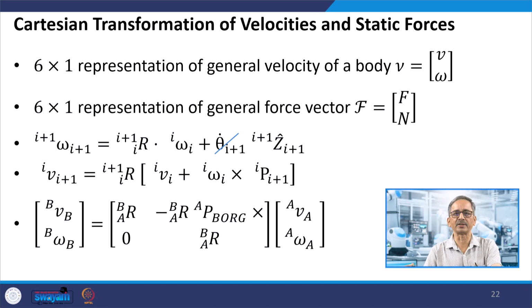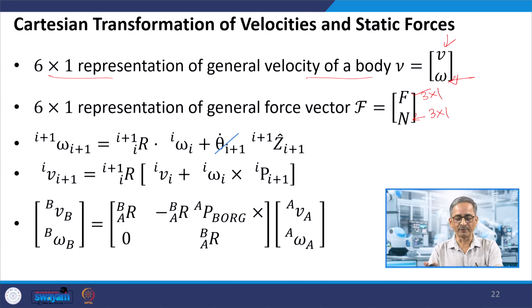velocities and static forces. Suppose we have the 6 cross 1 representation of general velocity of the body. So, we could have the 3 linear, translational velocities and the 3 angular velocities, right. And a 6 cross 1 representation of the general force vector. So, we could have the 3 forces, that is 3 cross 1 forces in the x, y, z direction and the 3 moments, that is 3 cross 1 moments about x, y and z axis.